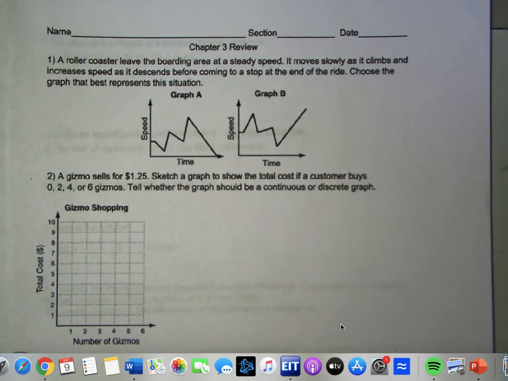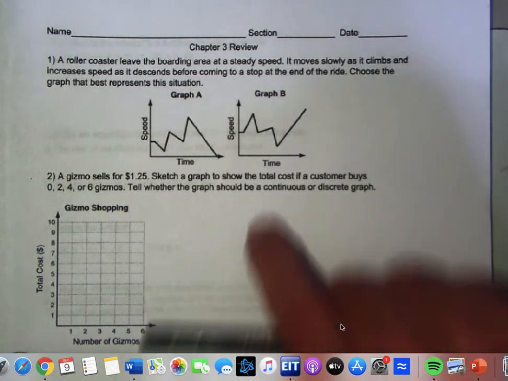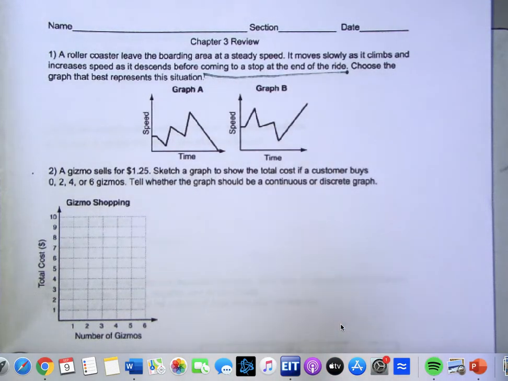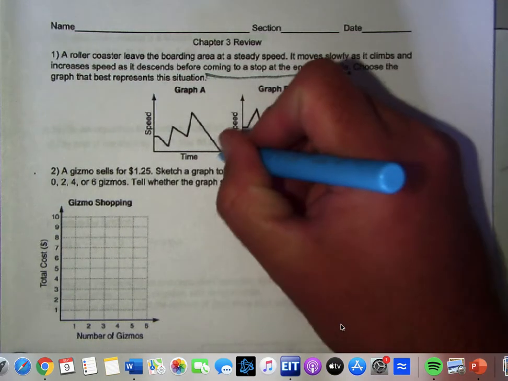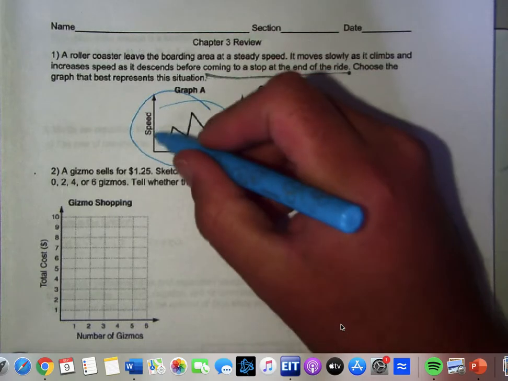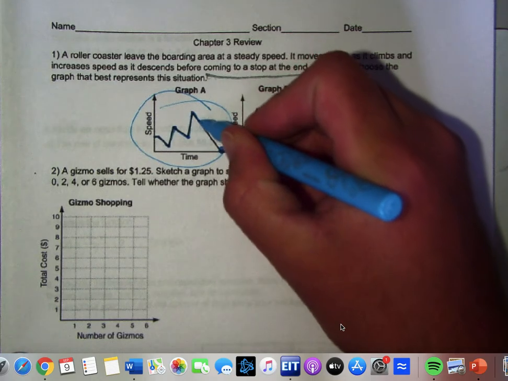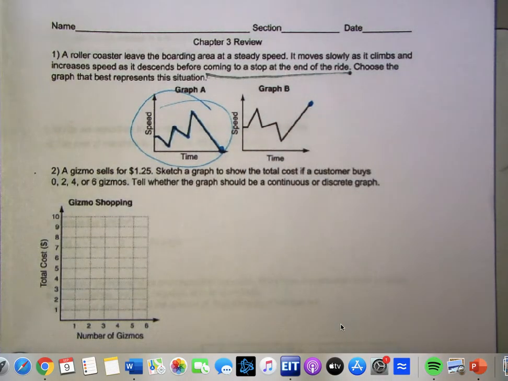Here we go. A roller coaster leaves the boarding area at a steady speed. It moves slowly as it climbs, increases speed as it descends before coming to a stop at the end of the ride. Choose the graph that best describes the situation. I think the last part, just before coming to a stop at the end of the ride. So if it stops, it means its speed must stop. And this speed is high, and this speed is low. So it has to be that one. Steady speed, slow, super fast, slower, super fast, slow. So it must be that.